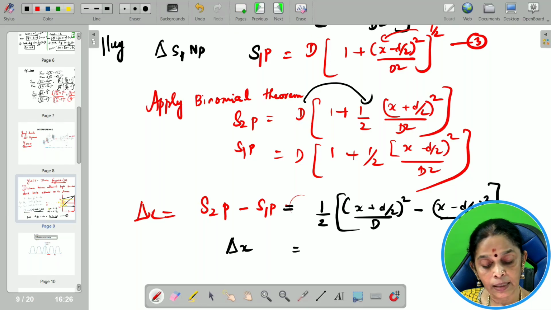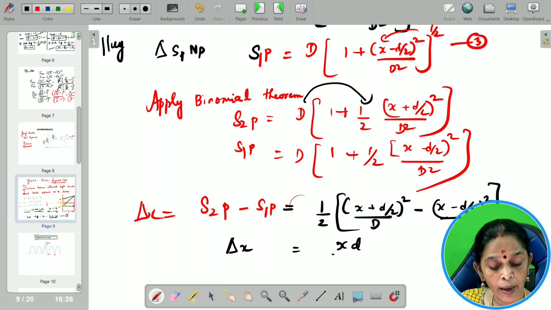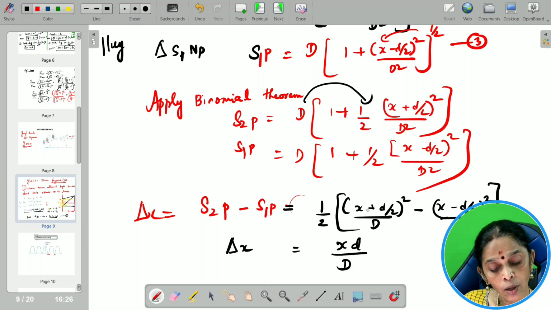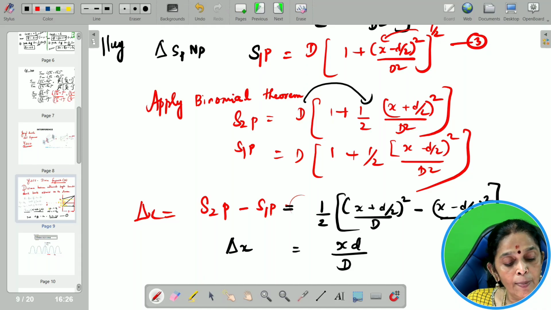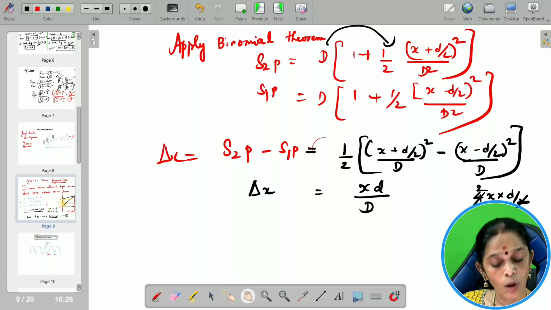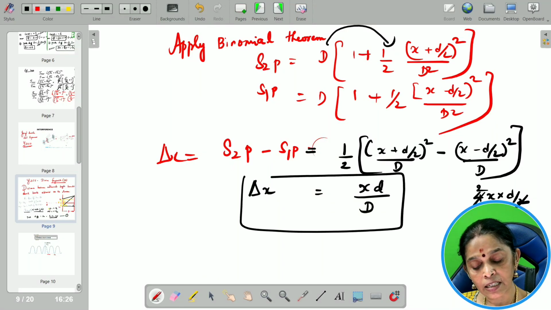So delta x is equal to x small d by capital D. The 2 gets cancelled. (a plus b) whole square minus (a minus b) whole square, what is that? 4ab. So 4ab, when you take 4 into x into d by 2, that will become 2xd. The 2 gets cancelled, so xd by D. So that is how you get it. Therefore, delta x is equal to xd by D.